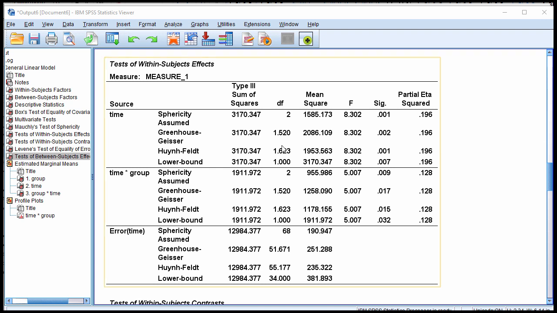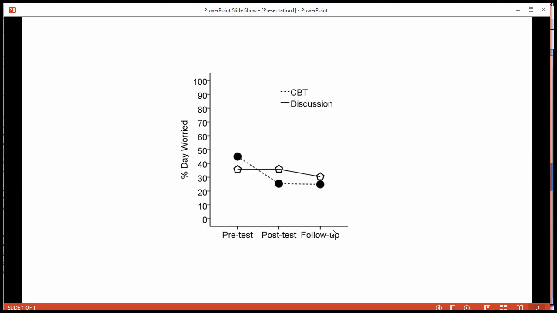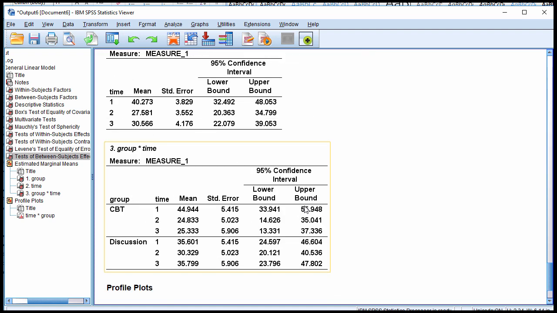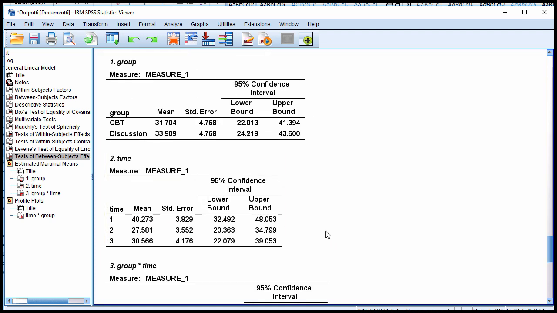So in this case here, we have an omnibus main effect associated with the within subjects factor time that was statistically significant if you look at the Huynh-Feldt adjusted p-value of 0.001. This is on the basis of the 2x3 mixed design ANOVA, including all of the means in the analysis. So if we look at the estimated marginal means associated with the within subjects factor, the significant main effect that I just described is suggesting that these three means, 40.27, 27.58, and 30.57, are not equal to each other within sampling variability.